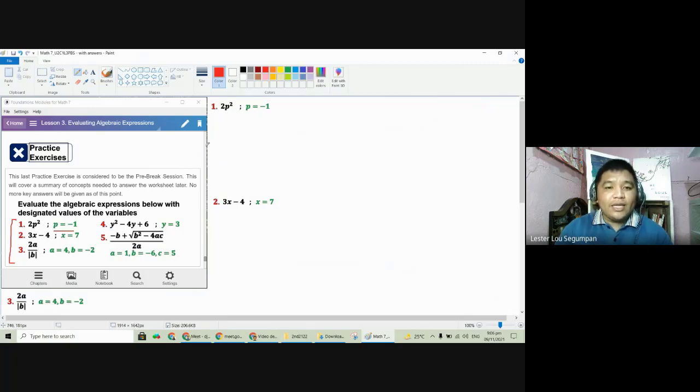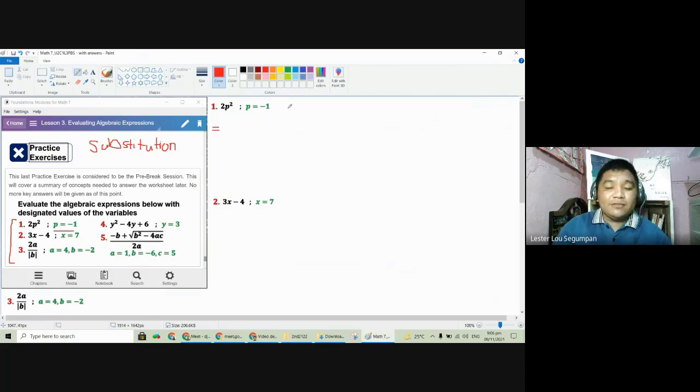So for this one, the process when evaluating an algebraic expression is the process of substitution. Substitution, in other words, means that we are going to replace the variable with a given value. Replace, change, substitute the variable with a given value. So let's talk about number one.